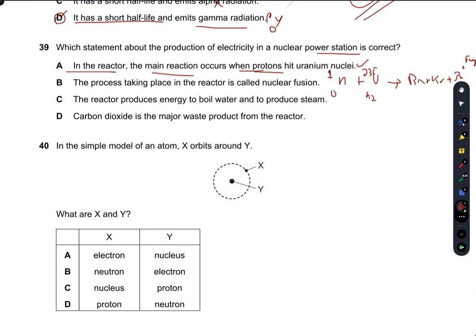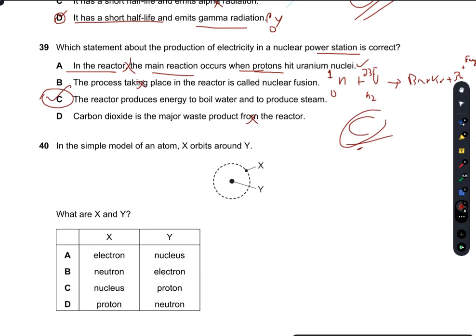Carbon dioxide is the major waste product from the reactor. Now, carbon dioxide is not a waste product in a nuclear power station. So D is incorrect, A is incorrect, B is incorrect, C is true, C is the right answer.